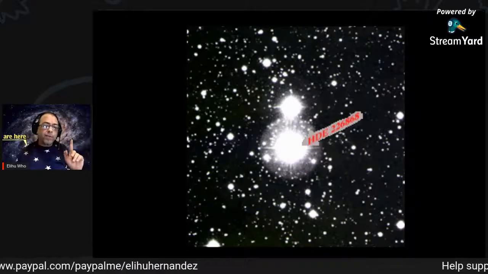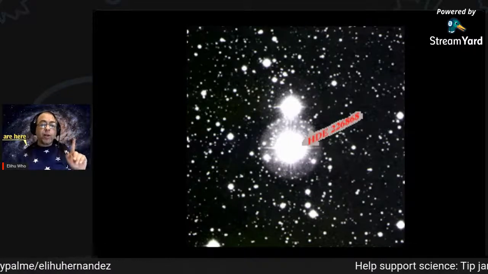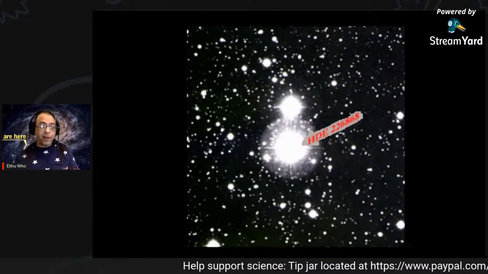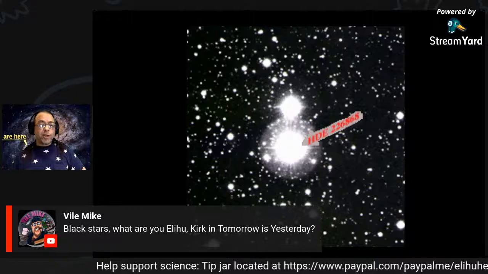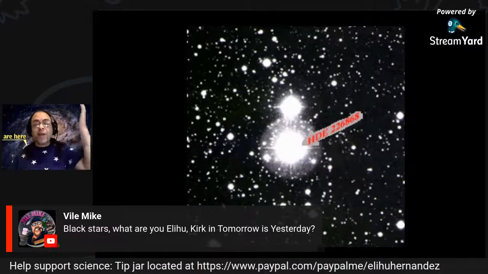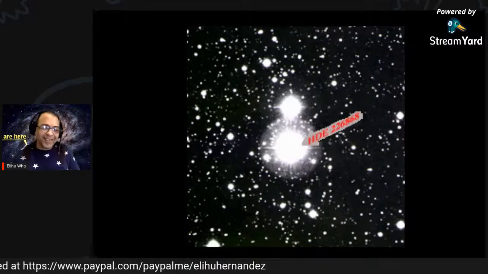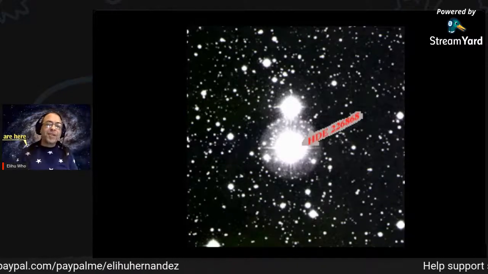Another sign of a black hole is a random variation of emitted X-rays. Black stars, I know. Why did I say black stars and black holes? Well, about detecting with X-rays.